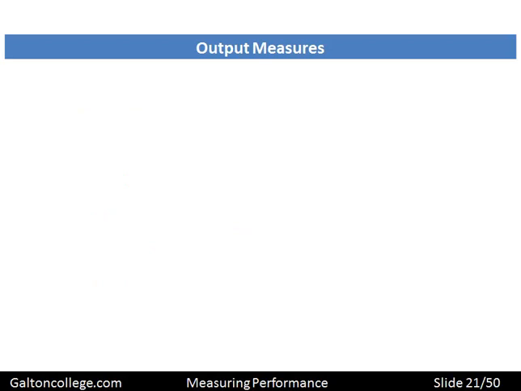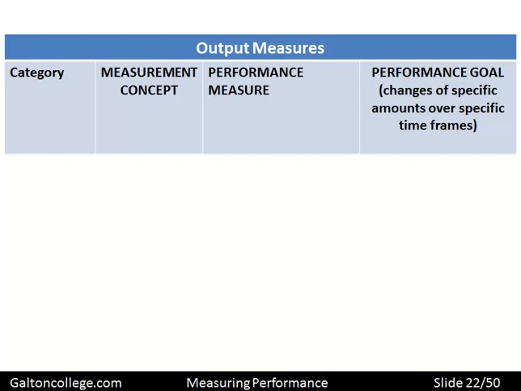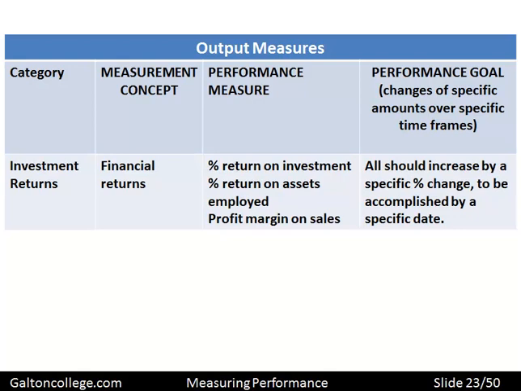Now let's look at output measures. Well, we'll do it under these headings. We'll look at the category, the measurement concept, the performance measure, and the performance goal. So the performance goal is just simply changes of specific amounts over specific time frames. So it's the performance goal, what it wants to achieve. So let's take one to see how it works. Let's say investment returns. Now that's the category. We're going to look at this output measure for the business, and we're going to look specifically at investment returns. Well, the measurement concept here would be financial returns.